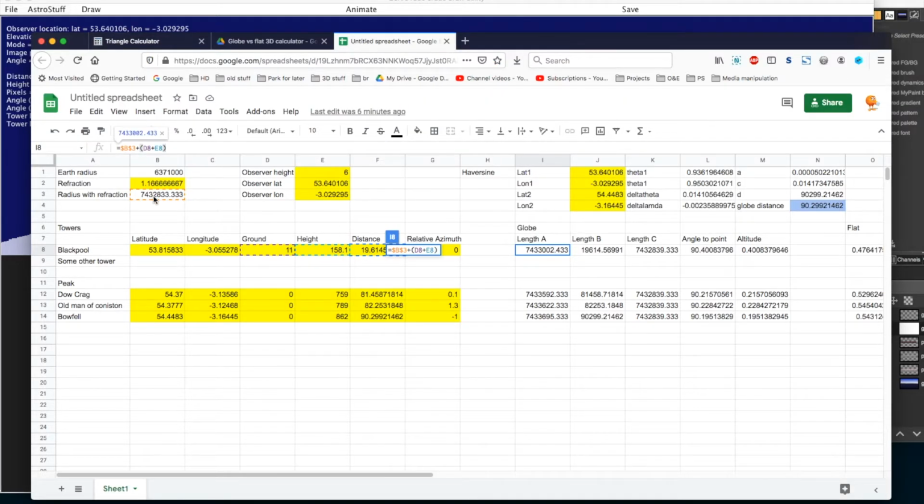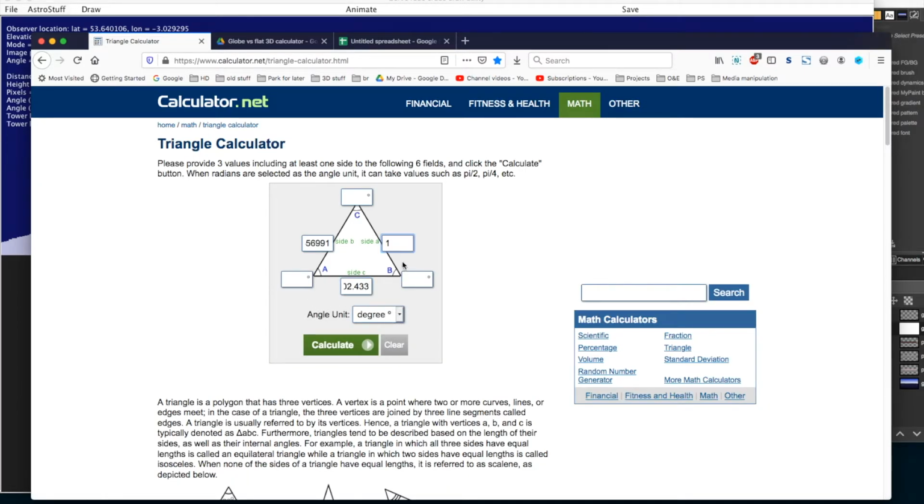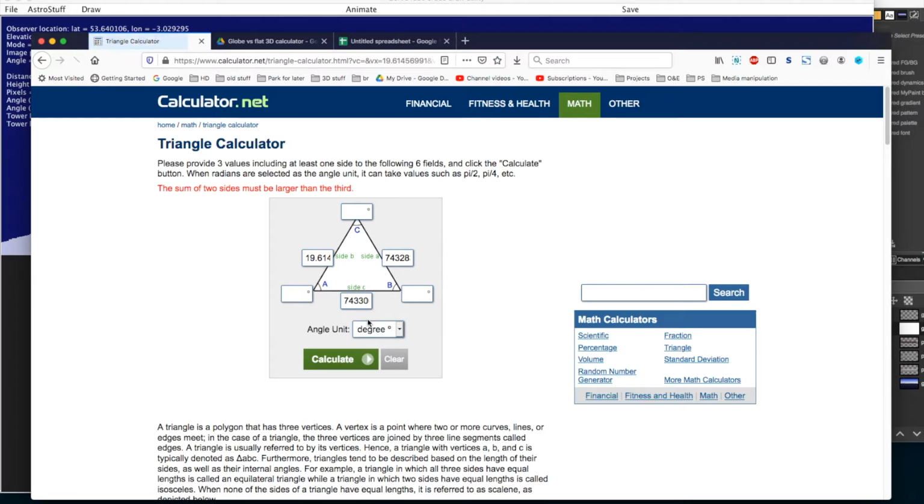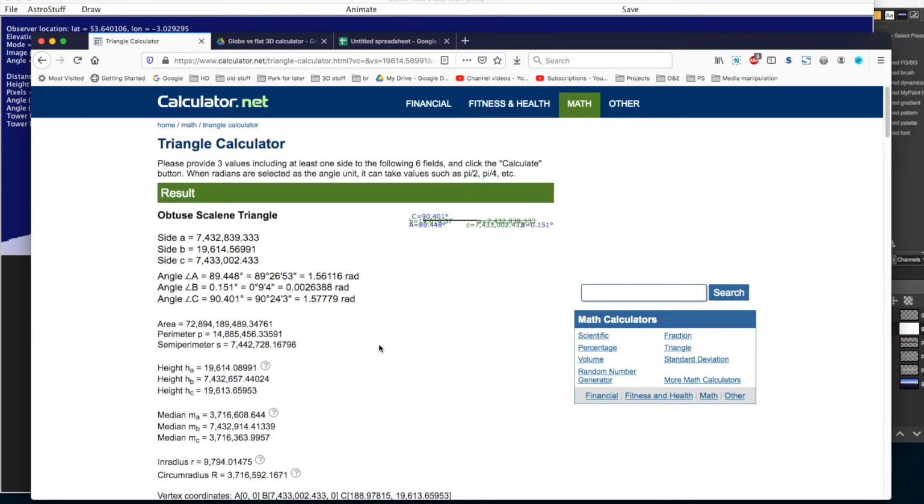In this case, I'm not using the real Earth's radius, I'm using the effective Earth's radius, including refraction. So in this example, length A would be this. And then very similarly, the top of the Blackpool Tower to mean sea level plus the Earth's radius including refraction would be this. I have the three sides. Now calculate the angles in degrees. And looks like I just had to use the same units. I was trying to measure this one in kilometers and each of these in meters.